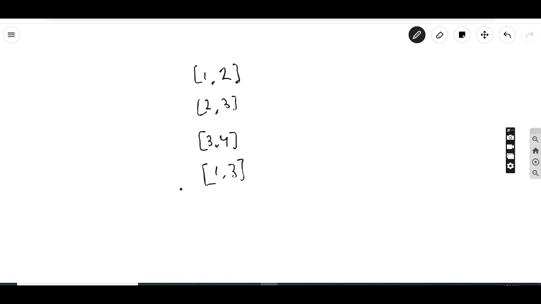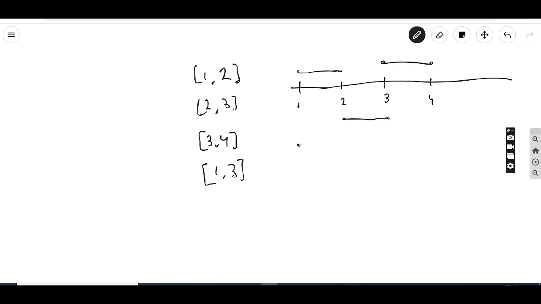So what is the meaning of overlapping and non-overlapping intervals? Let's plot these intervals on a number line. We have 1, then 2, then 3, then 4. This is the number line. The first interval is 1 to 2. The second interval is 2 to 3. The third interval is 3 to 4. And the final interval is 1 to 3. So these are the intervals that we have, right?